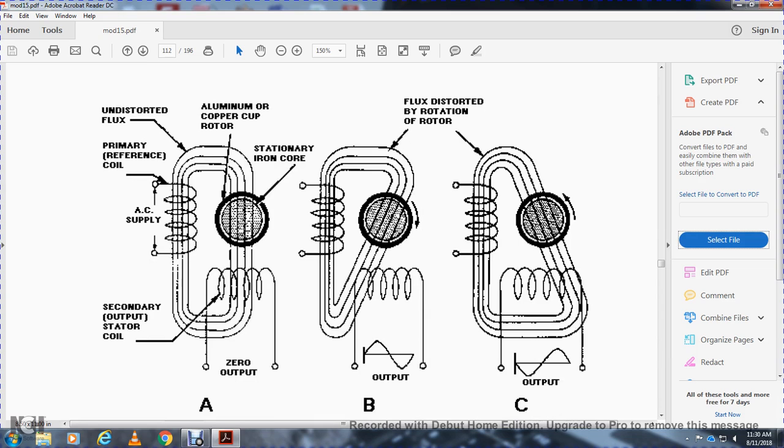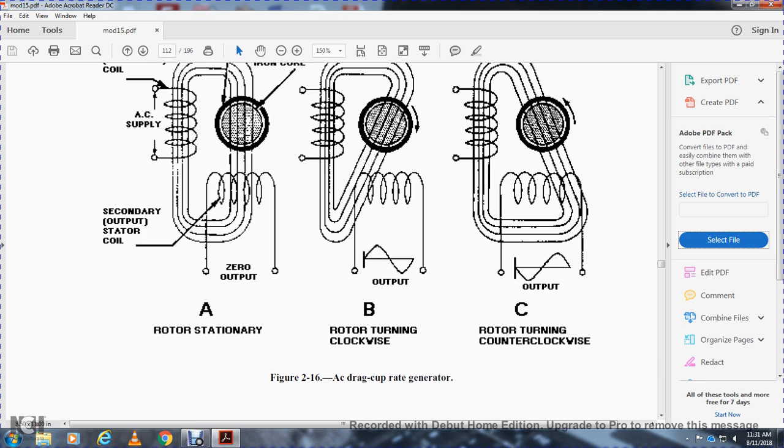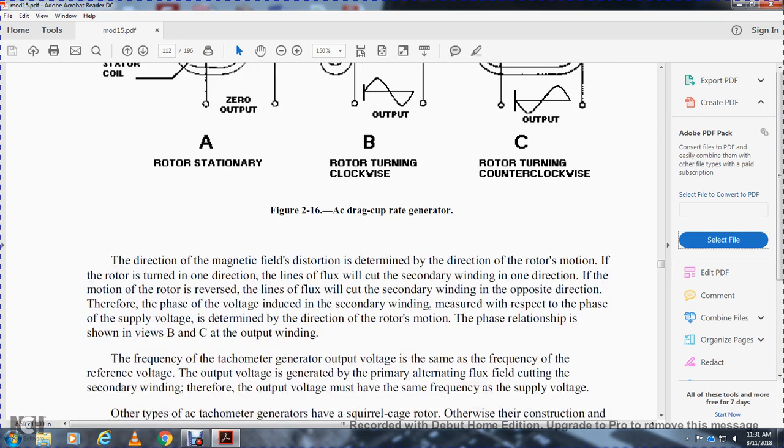View A shows the windings of the AC supply around the primary reference coil, with undistorted flux, the aluminum or copper cup rotor stationary, the iron core, and zero output from the secondary stator coil. Here is the flux distortion by rotation of the rotor, the primary and secondary coils. We're turning the wheel. That's your AC drag cup rate generator.